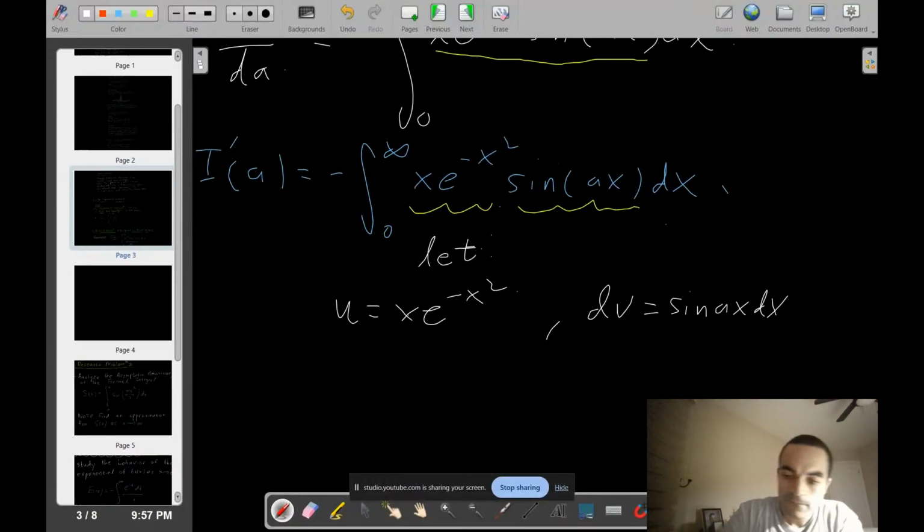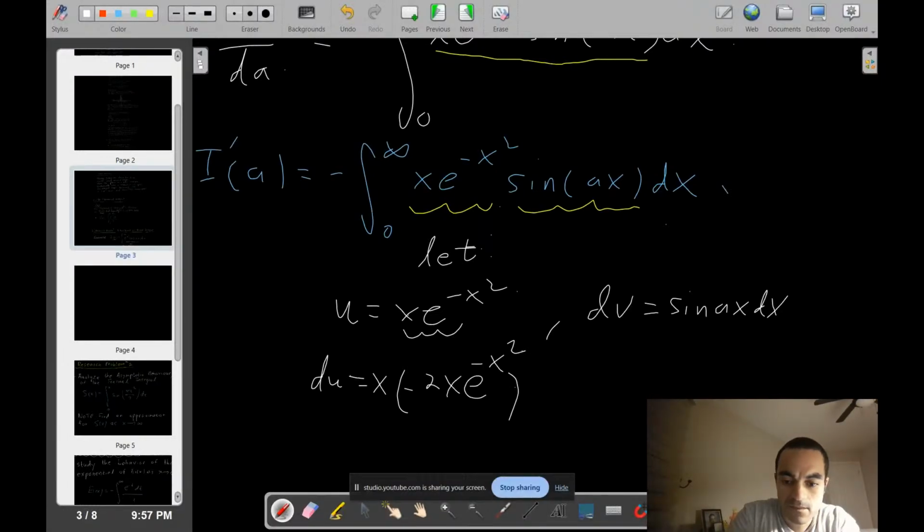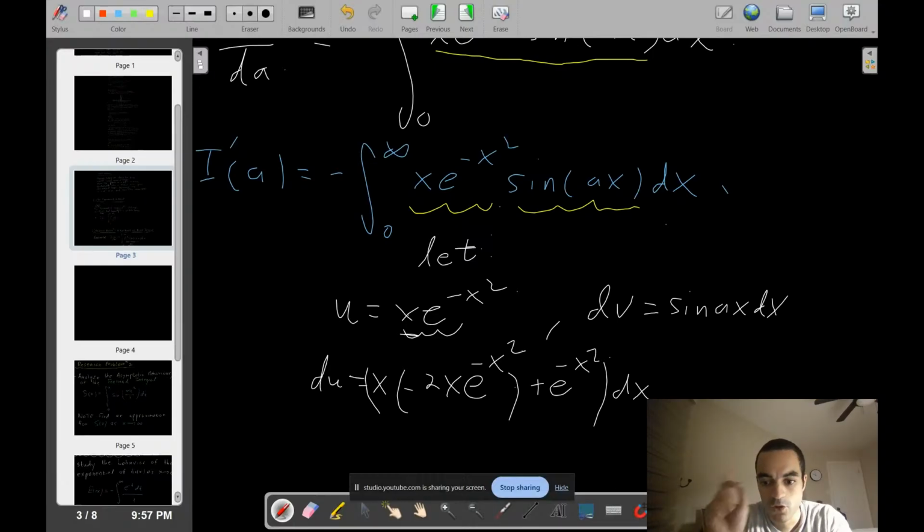All right. Now I also have to find my du, my differential of u. Taking the derivative of this, this is product rule: first function x, derivative of the second function would have to be minus 2x e to the negative x squared, right? Plus the second function e to the negative x squared times the derivative of x, which is 1, then differentiate with respect to x. This is a derivative, okay?